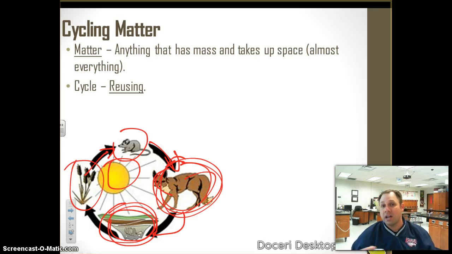So we have this constant cycling of matter, this substance that's being used and reused over and over again. Although some of the energy is getting lost, a lot of the matter does go back to the earth, goes back to the environment where it can be used again.